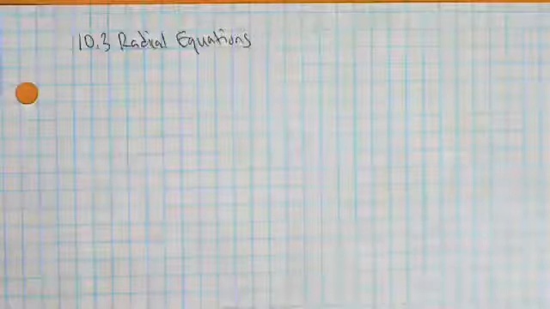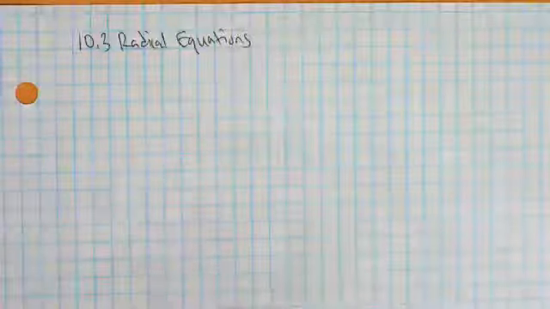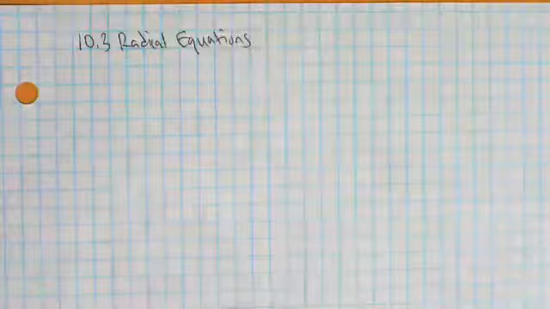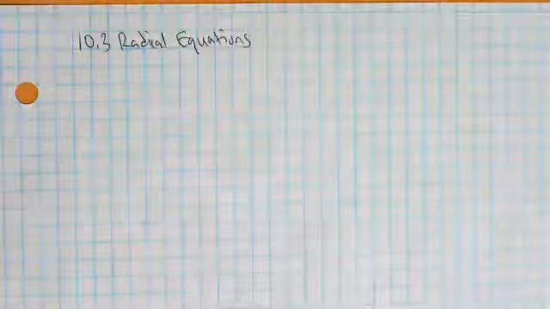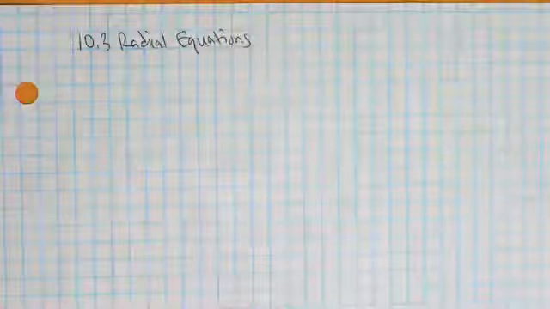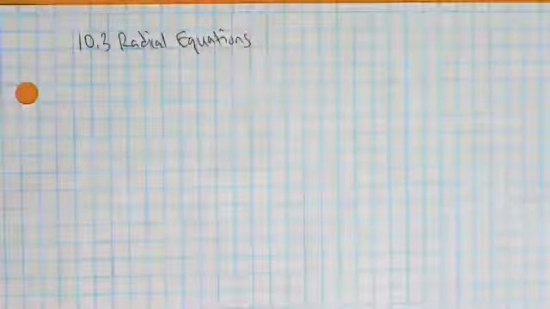All right, today we're taking a look at radical equations. And as we've previously seen in chapter 9, the way that we solve radical equations is essentially the opposite of what we did when we were taking the square roots of equations.